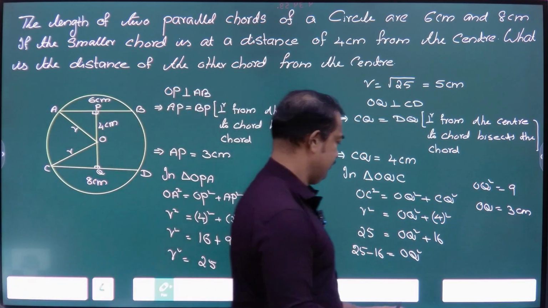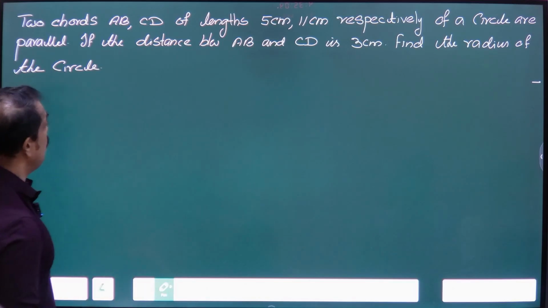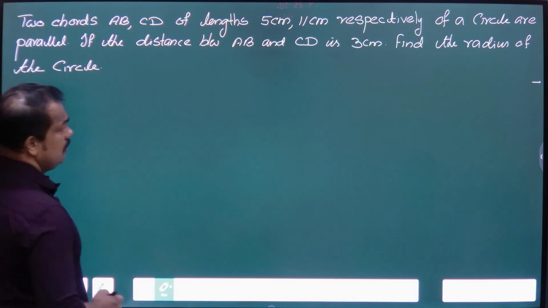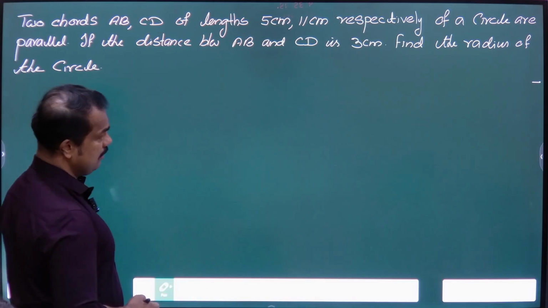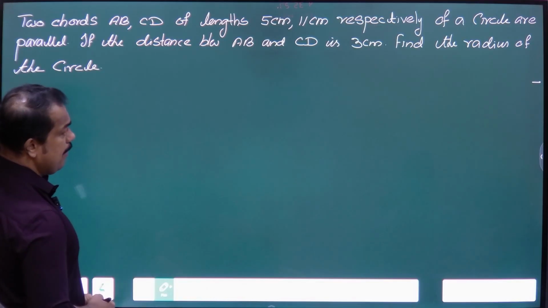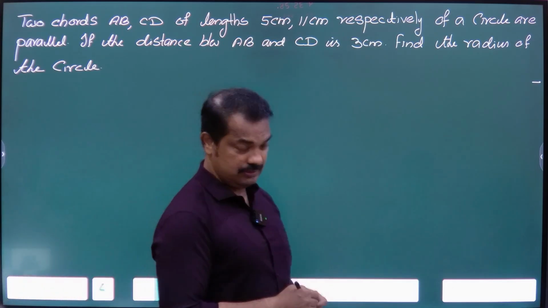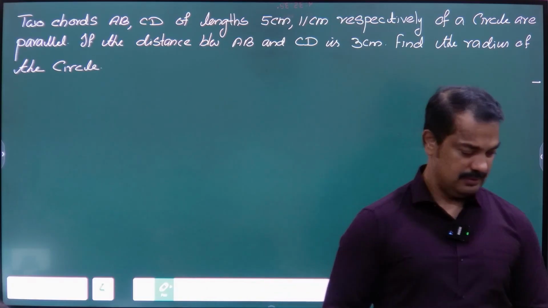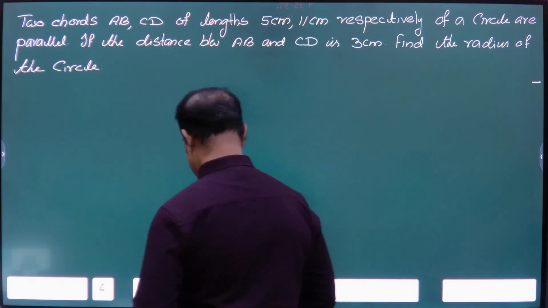Next question. Two chords AB, CD of length 5 centimeter and 11 centimeter respectively of a circle are parallel. The distance between AB and CD is 3 centimeter. Find the radius of the circle. In this question, you have to find the radius of the circle. Same figure.